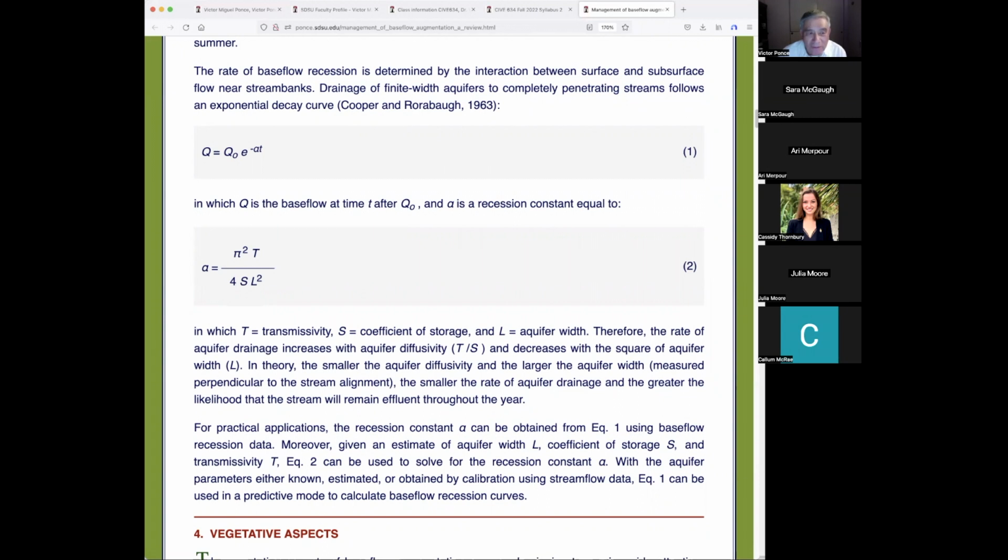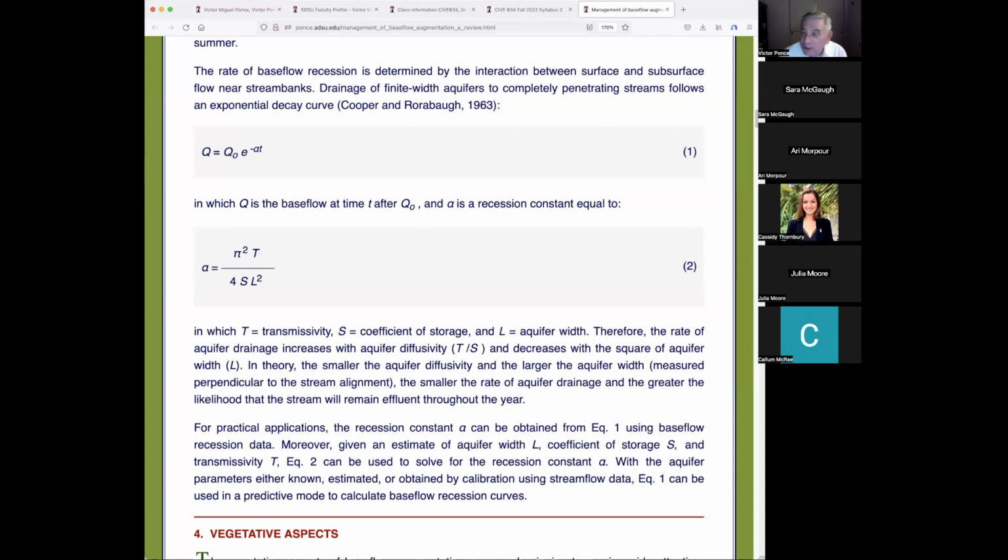It says that the coefficient of the exponential term in equation 1 is pi squared times T over 4S times L squared. Let's define these terms. T is the transmissivity. Transmissivity is a term in groundwater hydrology or groundwater geology, which stands for the permeability, or rather hydraulic conductivity, times the aquifer width. It's a very well-known term in groundwater hydrology, transmissivity.